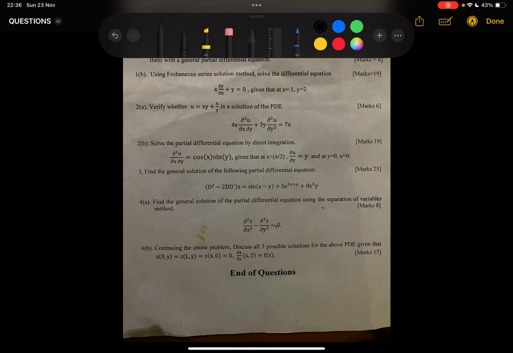Okay guys, so we are back again. We're just looking at the last question for A and for B on this paper. I've done questions 1 to 3, so now this is just a continuation.